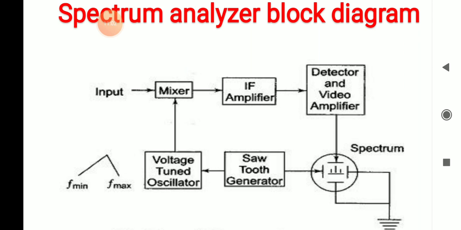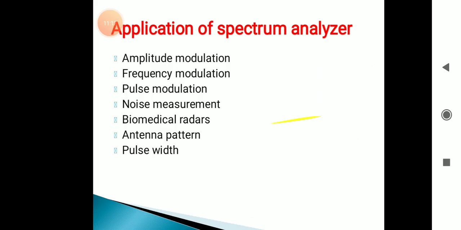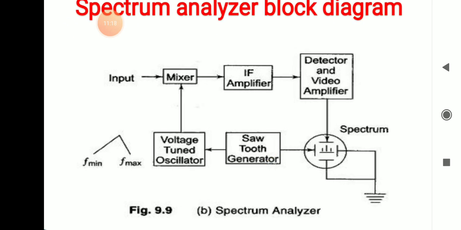First we will discuss the types of spectrum analysis: time domain analysis and frequency domain analysis. In time domain analysis, time is on the x-axis and amplitude is on the y-axis. So for a sine waveform, the signal is plotted as a function of time, that is, an amplitude versus time plot.